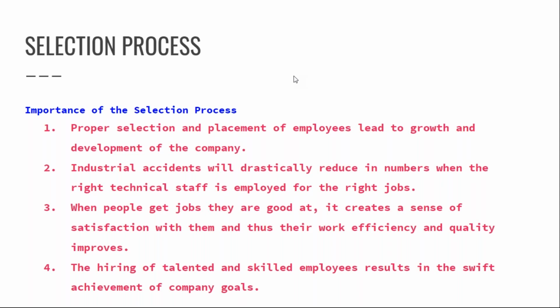If the person is fruitful for your company, then industrial accidents will drastically reduce in number when the right technical staff is employed. Yes, yes, yes.